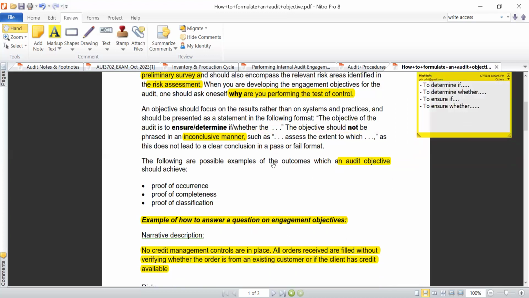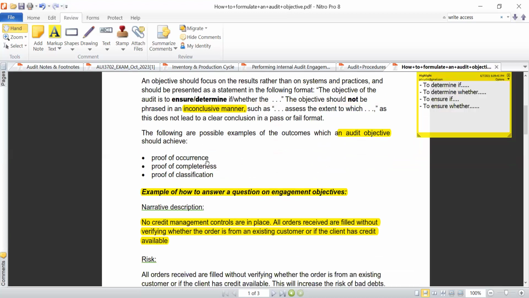Now, the following are possible examples of the outcomes which an audit objective should achieve. Proof of occurrence. So you see that part when I'm saying explain the objective test or explain the objective goal? Those are what we call assertions. Assertions can be to test for occurrence, confirm completeness, classification, existence, accuracy, valuation and allocation, all those things.